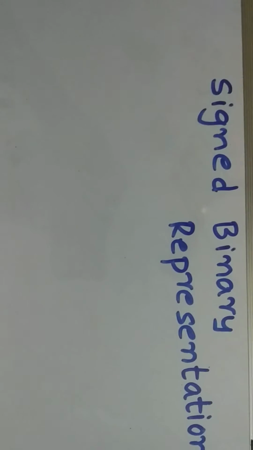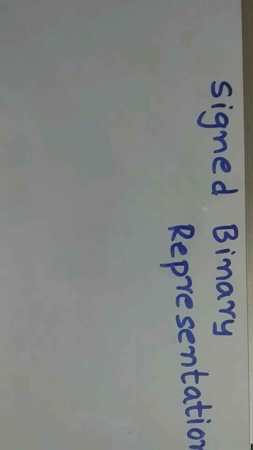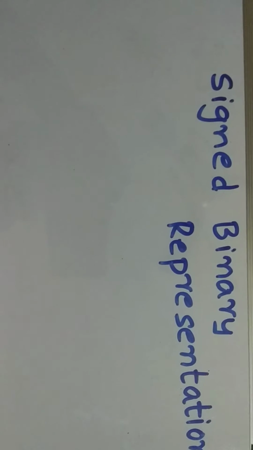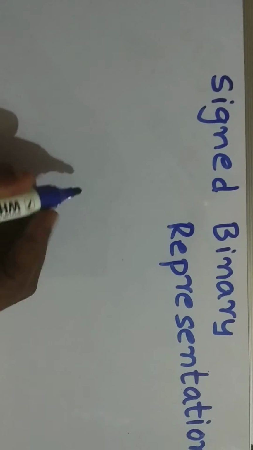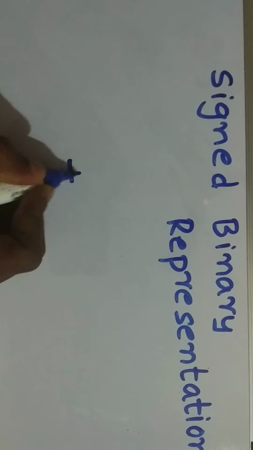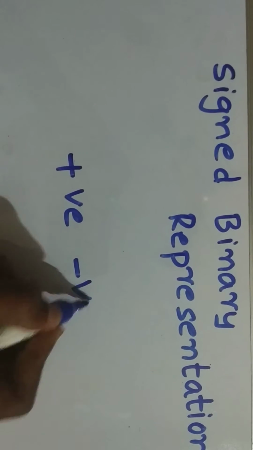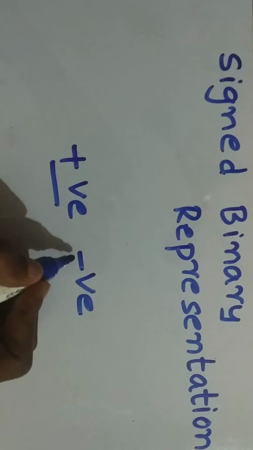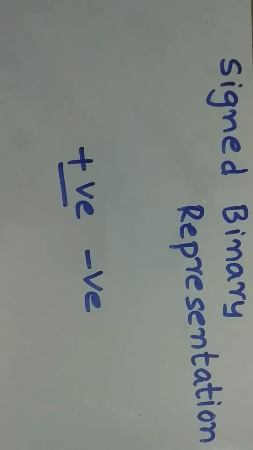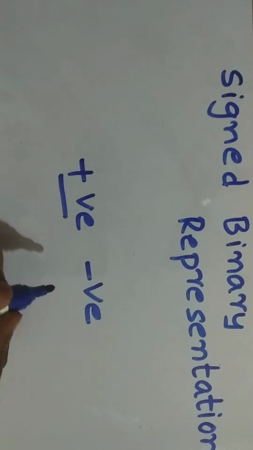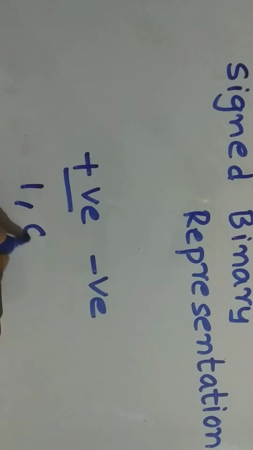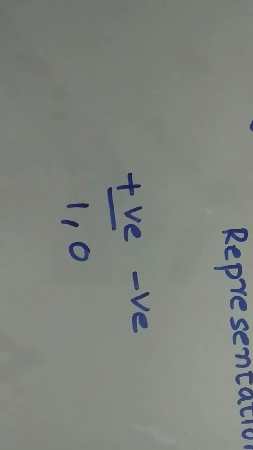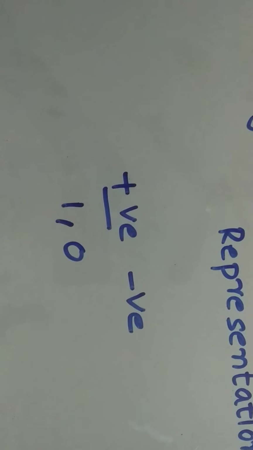So what's the signed binary number representation? Signed binary representation is used for representing a binary number in negative values. As we know, we have two things called positive numbers and negative numbers. Positive numbers are represented with a plus sign and negative numbers are represented with a negative sign. But the problem here is that we don't have plus or minus in binary form. All we have is ones and zeros. So with these ones and zeros, we need to represent a number which is positive or negative.